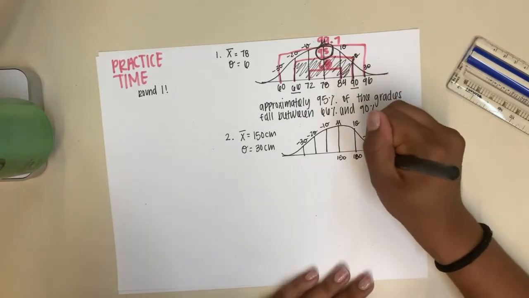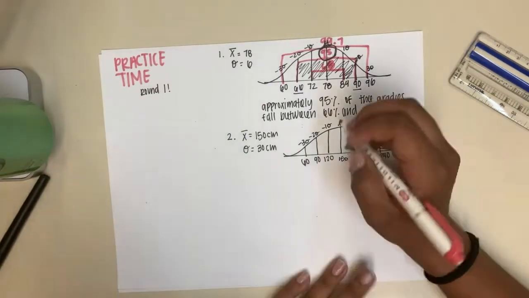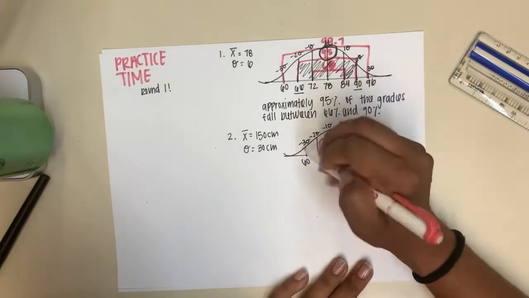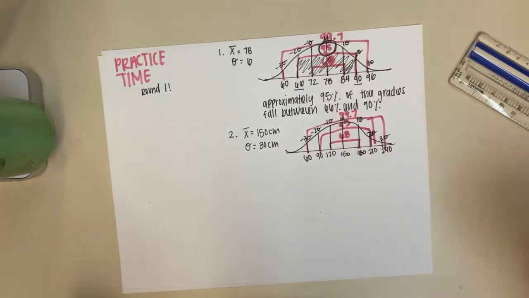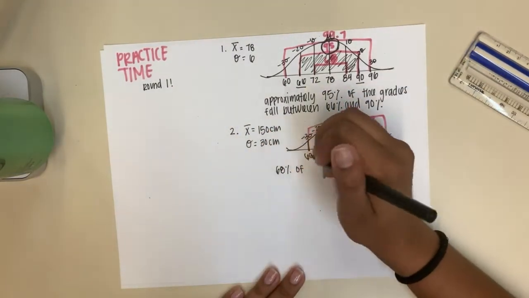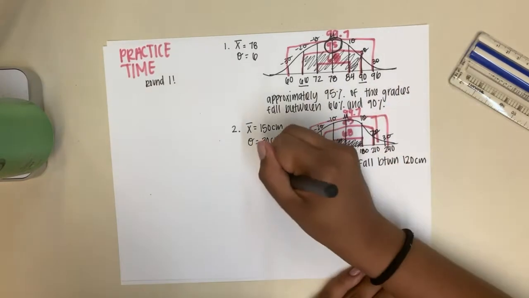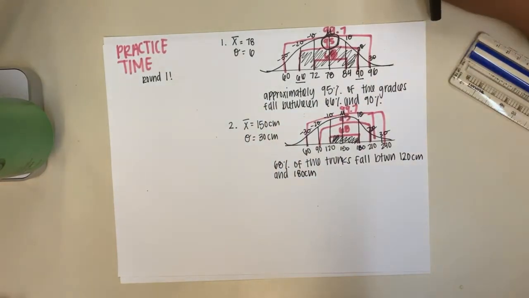First, draw the normal curve and label it with the values using your mean and standard deviation. Then, look at your normal curve. 120 and 180 centimeters fall directly on plus and minus 1 standard deviation. As stated in the empirical rule, this means that about 68% of trees have a diameter between 120 and 180 centimeters.